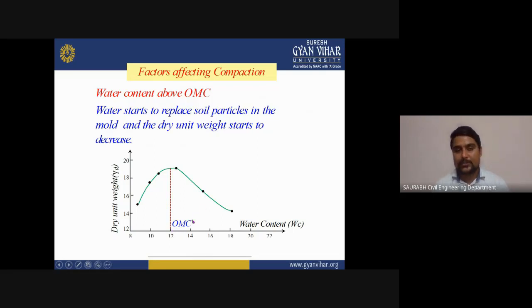What is the OMC? We can only get the maximum dry density at the optimum moisture content, which you have to determine in the lab. And it may be different for sand, it may be different for silt, and it will also be different for gravel.